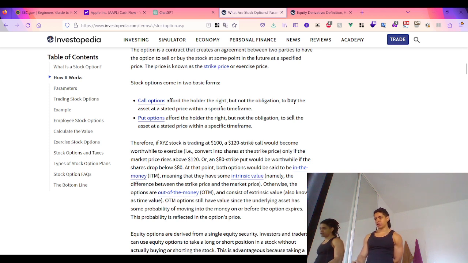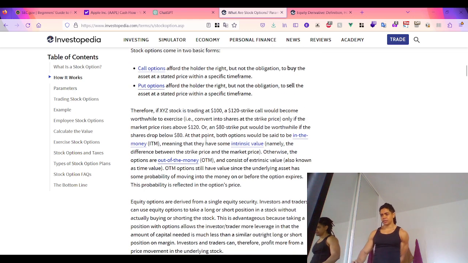Okay, a 100 strike call to buy, and an 80 strike put if the share drops below that. At that point, both options will be said to be in the money, meaning that they have some intrinsic value, namely the difference between the strike price and the market price. Otherwise the options are out of the money.